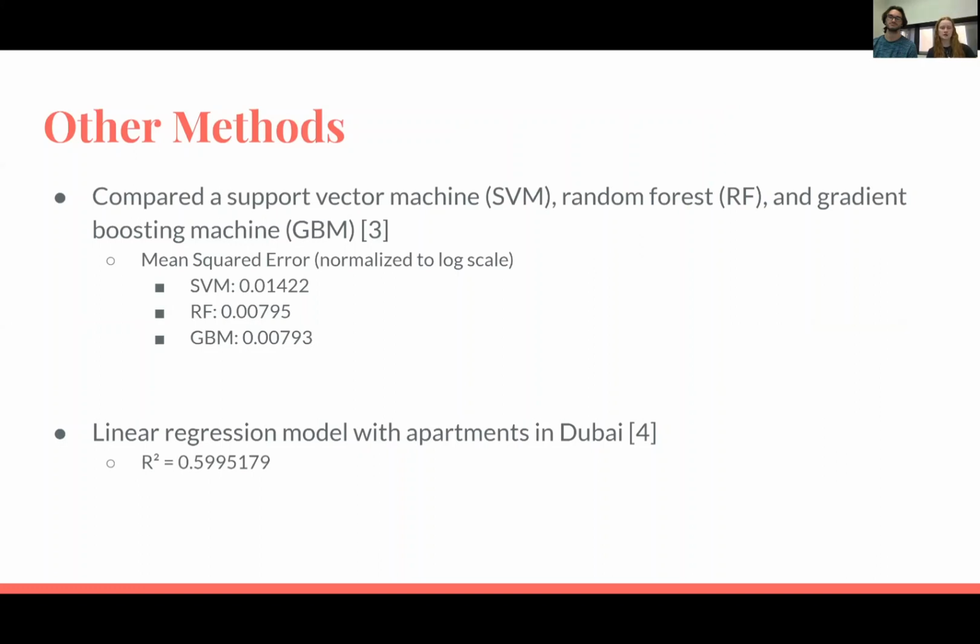So one study has been done that compared three different machine learning methods to determine the listing price of a house. And then there was also another study done that used a linear regression model to determine the list price of apartments in Dubai.